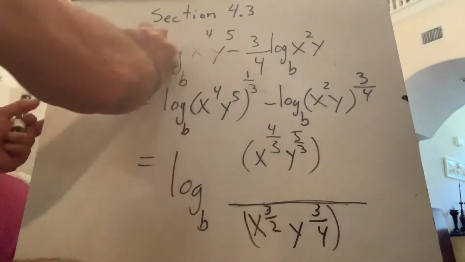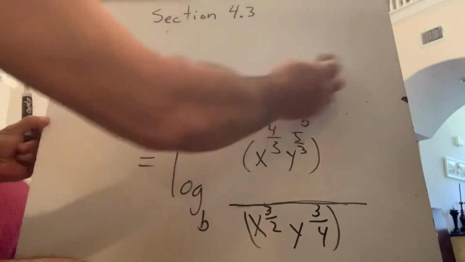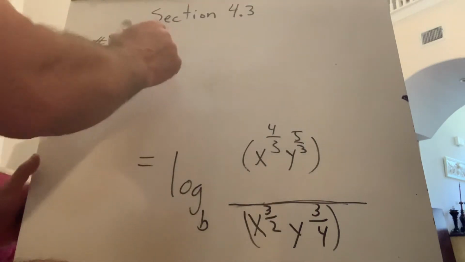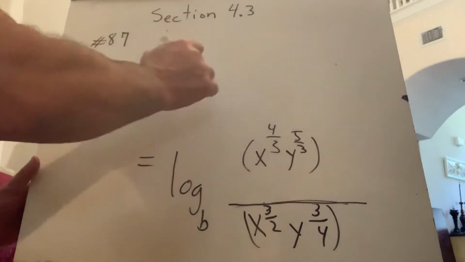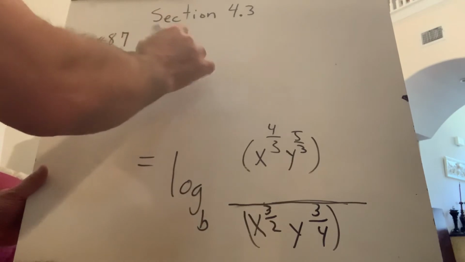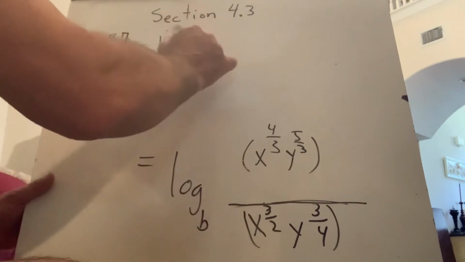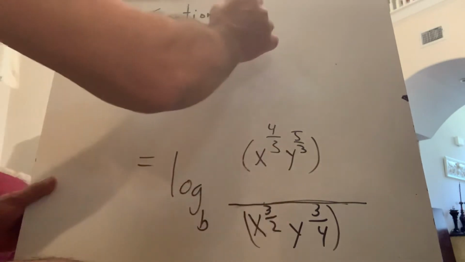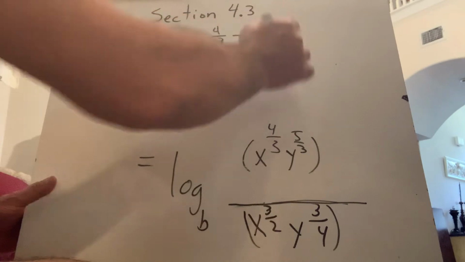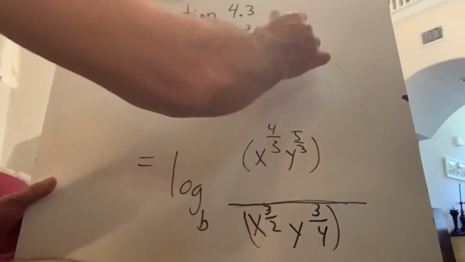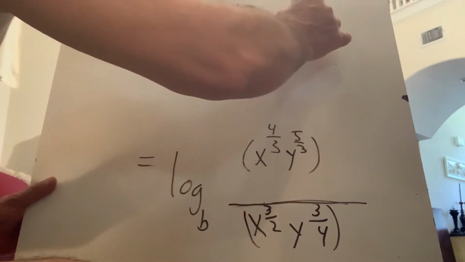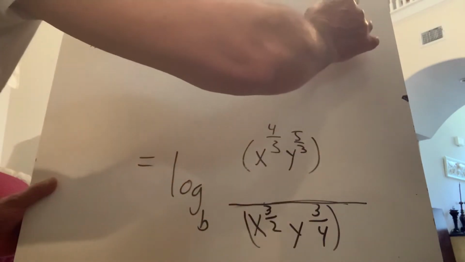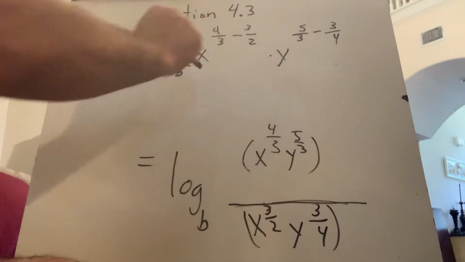So I'm going to go ahead and start that here. We still have the log, but I'm going to work that out a little bit. So we still have log base B. Now I'm going to write x, except we're going to subtract the power. That's 4/3 minus 3/2. And then times y. Again, subtracting the exponent, that will be 5/3 minus 3/4. And the next step is to combine the fractions into a single fraction.